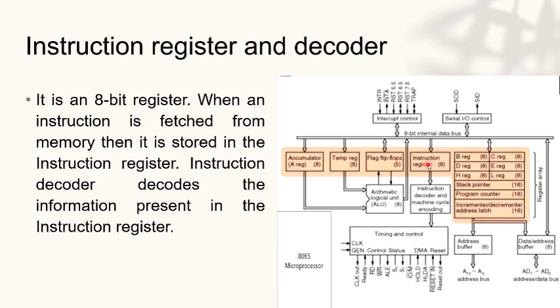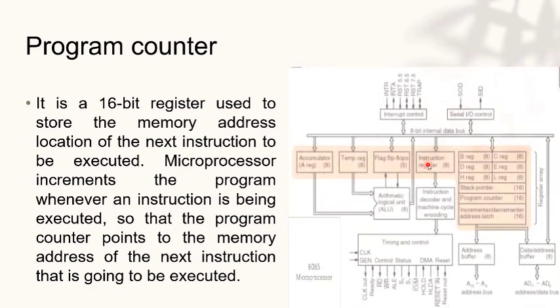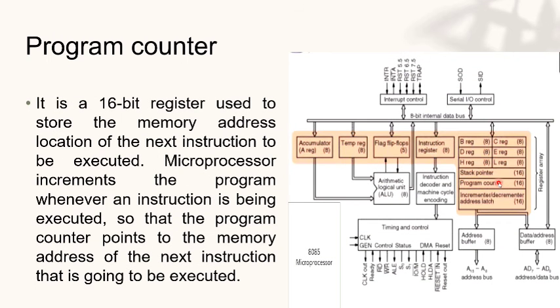Now you'll see the program counter. We had discussed registers and then the ALU and then the control unit. Now we are going to see the program counter. It is a 16-bit register. Up to now we have discussed 8-bit registers. This is a 16-bit register. You are able to see there are 16-bit registers.